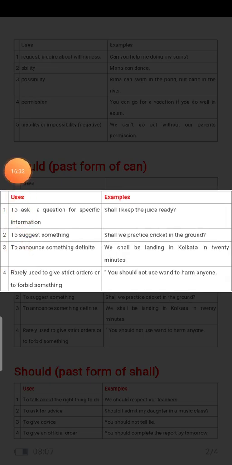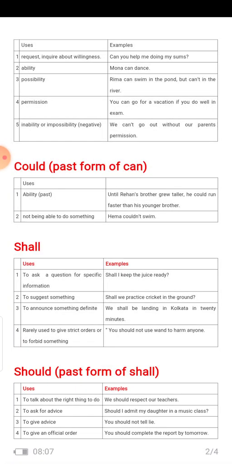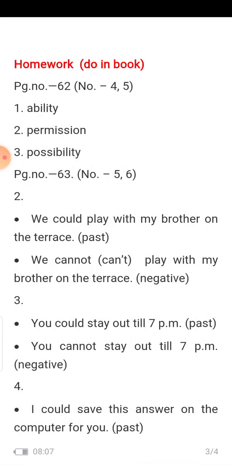Shall is used to ask a question for specific information, to suggest something, to announce something definite, rarely used to give strict orders or to forbid something. That means to strictly stop something. Okay? And should we use to talk about the right thing to do, to ask for advice, to give an official order. Okay?